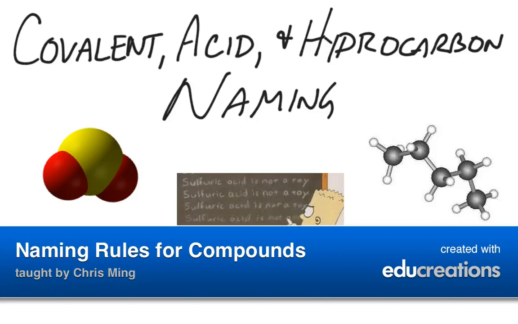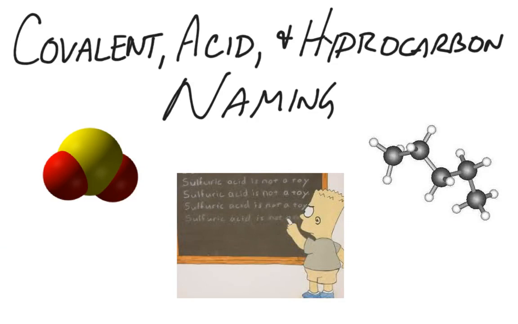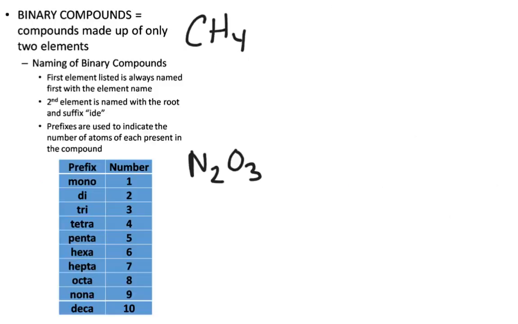This video is all about nomenclature, naming covalent compounds, acids, and hydrocarbons. So just a couple pictures here: a covalent compound, a little Bart Simpson action, and then a hydrocarbon. We'll talk about what those are in just a moment. First of all, when we're talking about covalent compounds, we're going to focus primarily on naming binary compounds.